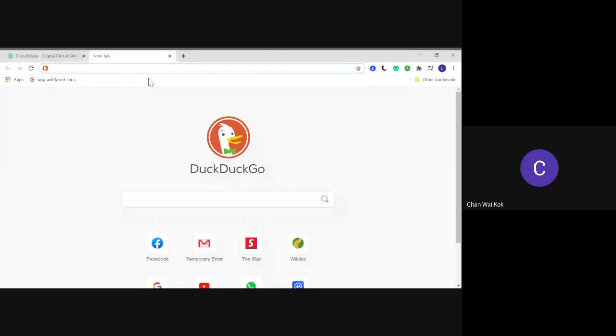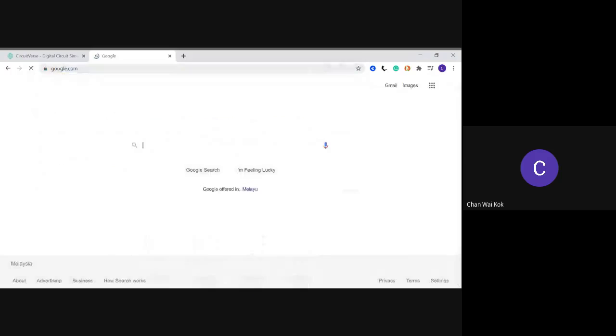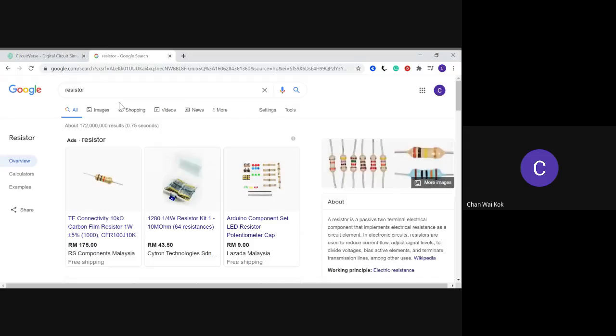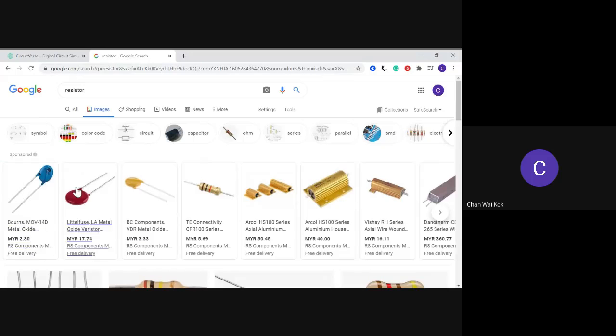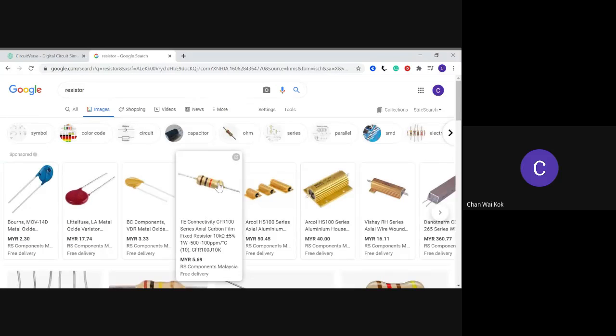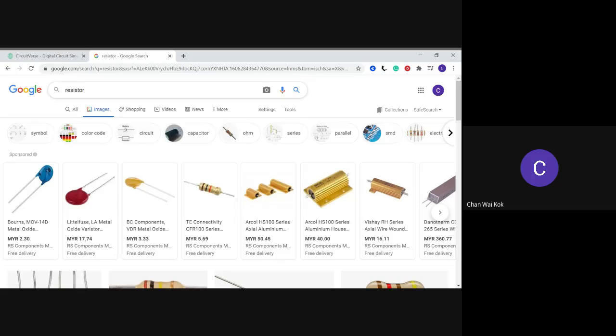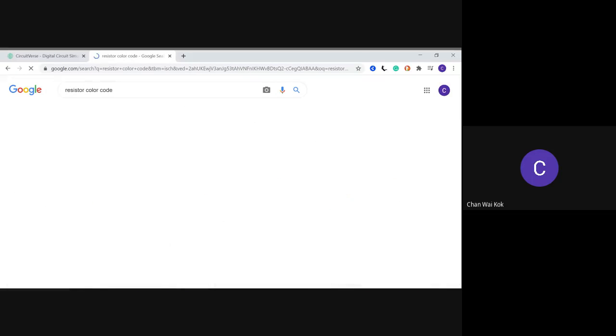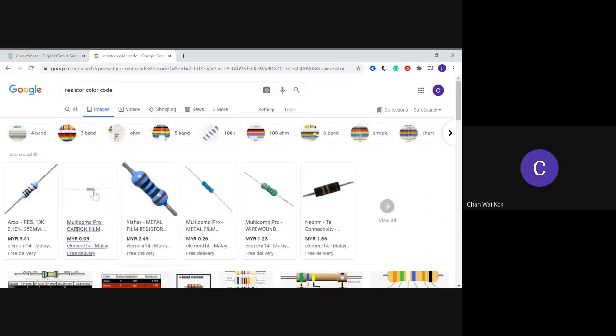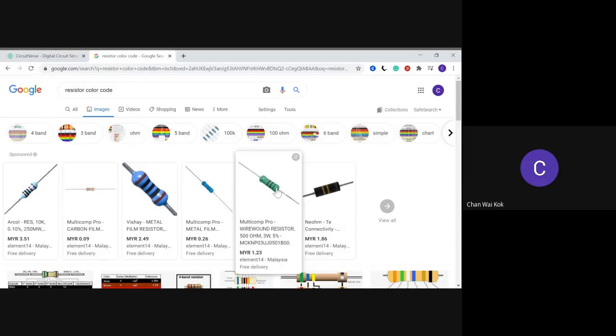Okay. So over here you can see Google. Let's go to Google. Resistor image. So you can see various types of resistor, and this is the type of resistor with the color code and the tolerance here. Okay. So resistor color code. Then you can see different color codes for resistor. Okay, start from here. This one is the color code for resistor.